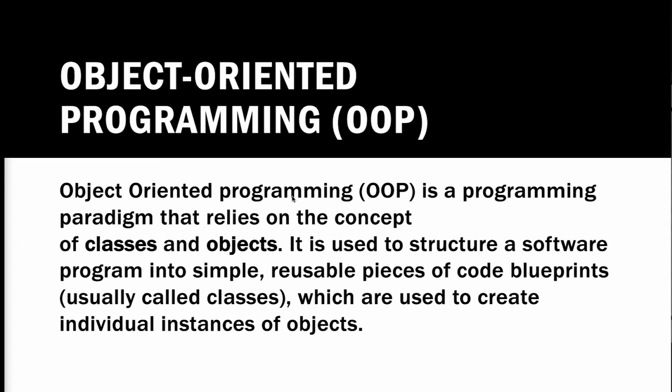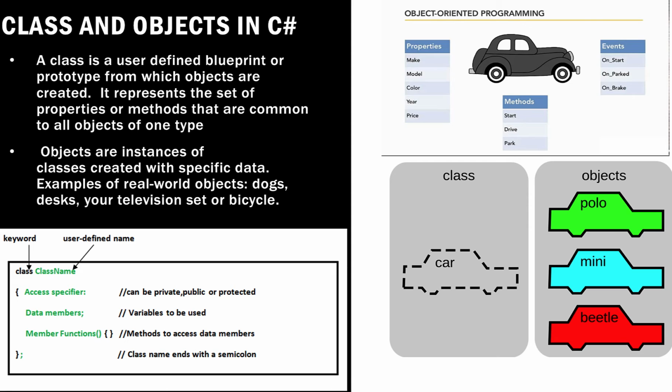One good thing about object-oriented programming is that it is used to construct a software program into simple, reusable pieces of code like blueprints, usually called classes, which are used to create individual instances of objects. Let's take a look at classes and objects in the next few slides. Now, let's take a look at classes and objects in C#.